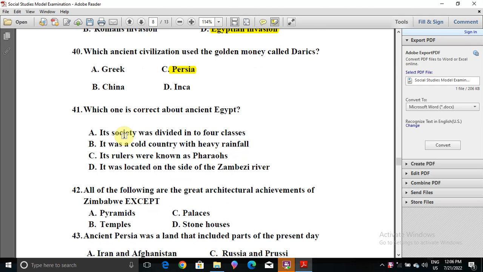Now question number 41, which one is correct about ancient Egypt? Its society was divided into 4 classes.